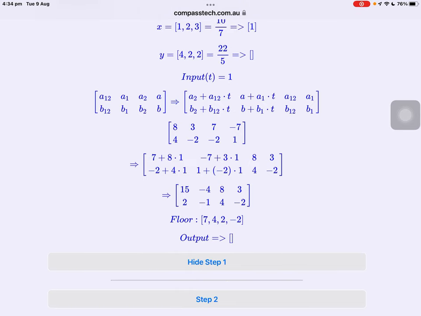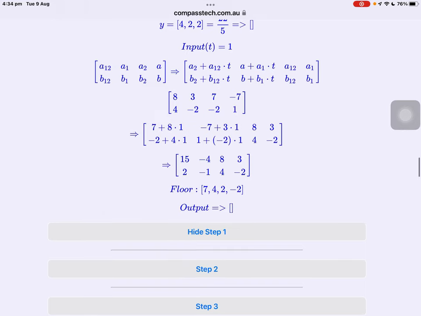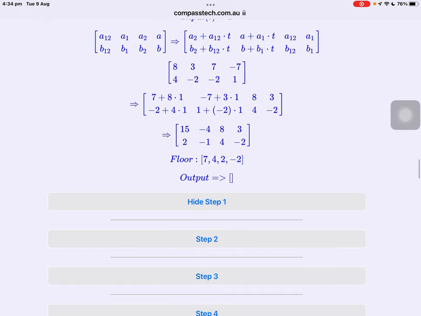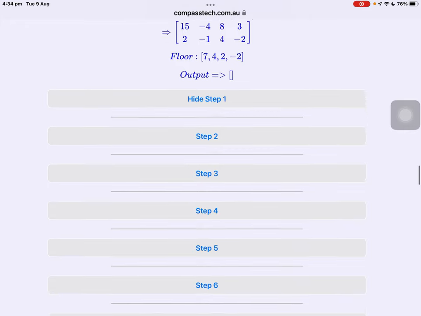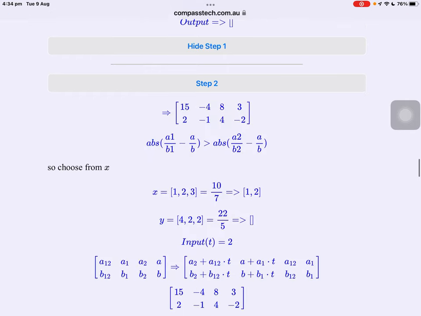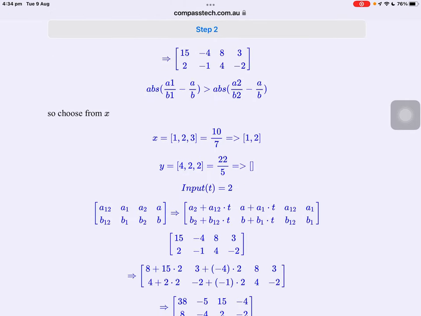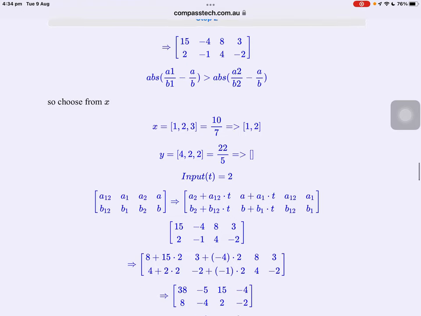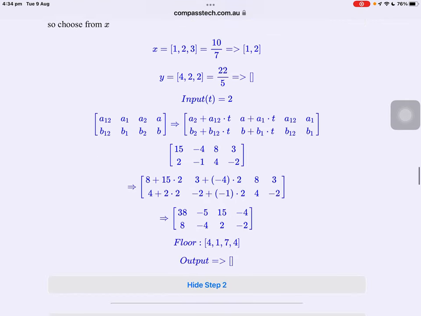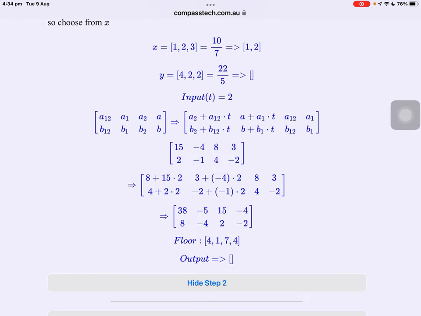That's what it's going to do to our leading matrix. That helps us to see where the new matrix comes from. We check the floor of each of the fractions. They're not equal, so we keep going. Step 2. Here's our new matrix. Again, we're going to choose from x. So the next term we choose will be the next x term, or 2. There's a 2. You wouldn't want to be trying to do this in your head.